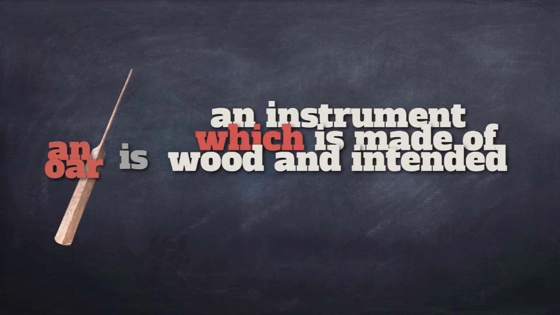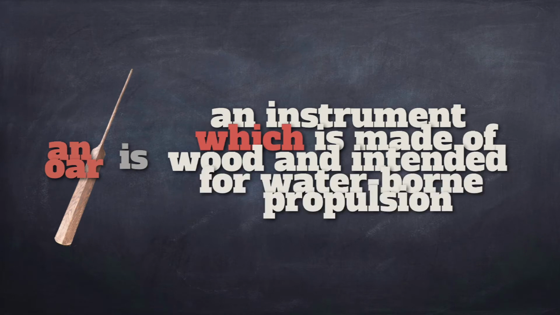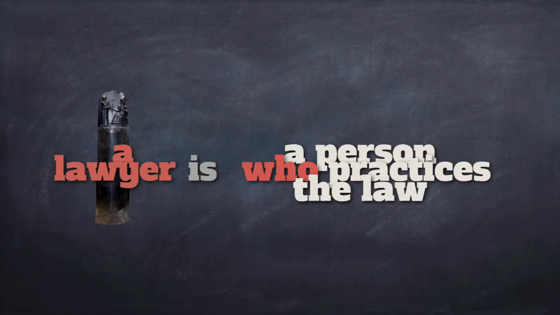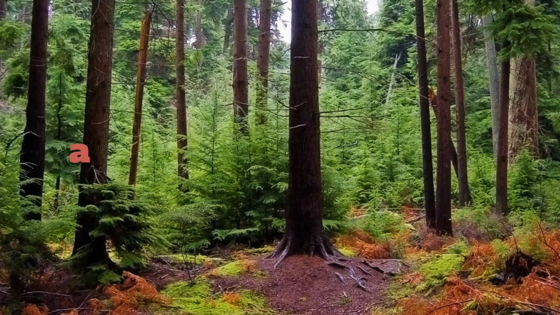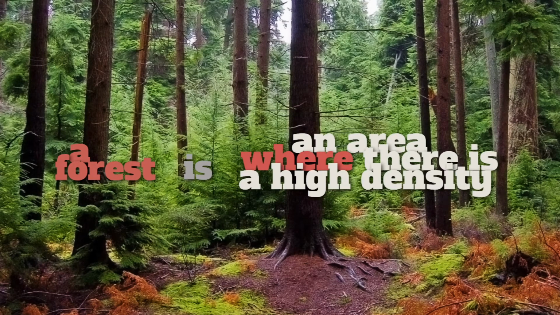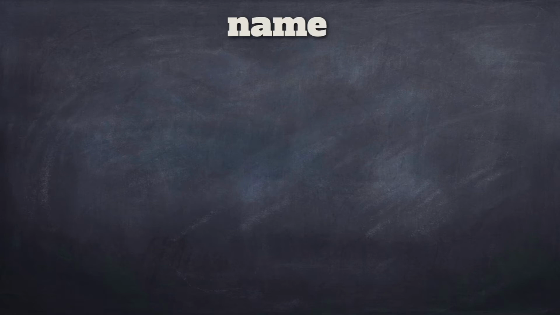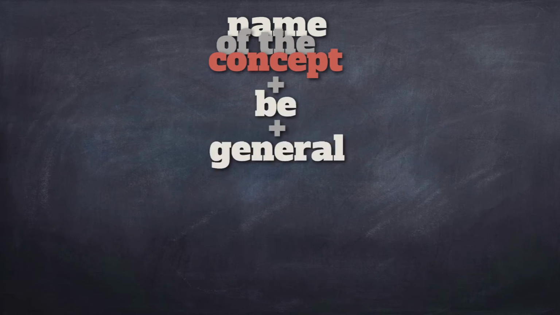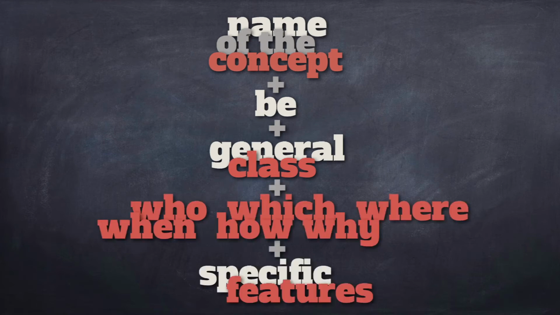Definitions are typically phrased like this. An oar is an instrument which is made of wood and intended for waterborne propulsion. Or, a lawyer is a person who practices the law. A forest is an area where there is a high density of trees, and so on. When presenting direct definitions, we will identify the notion to be defined, use the verb to be, use a relative pronoun to introduce the general class, and expand by mentioning one or more specific features.